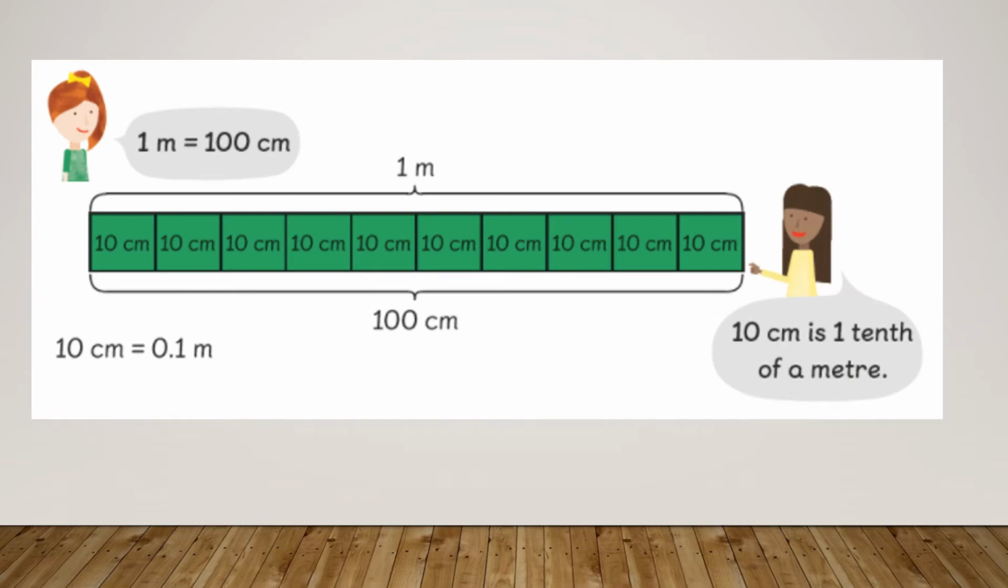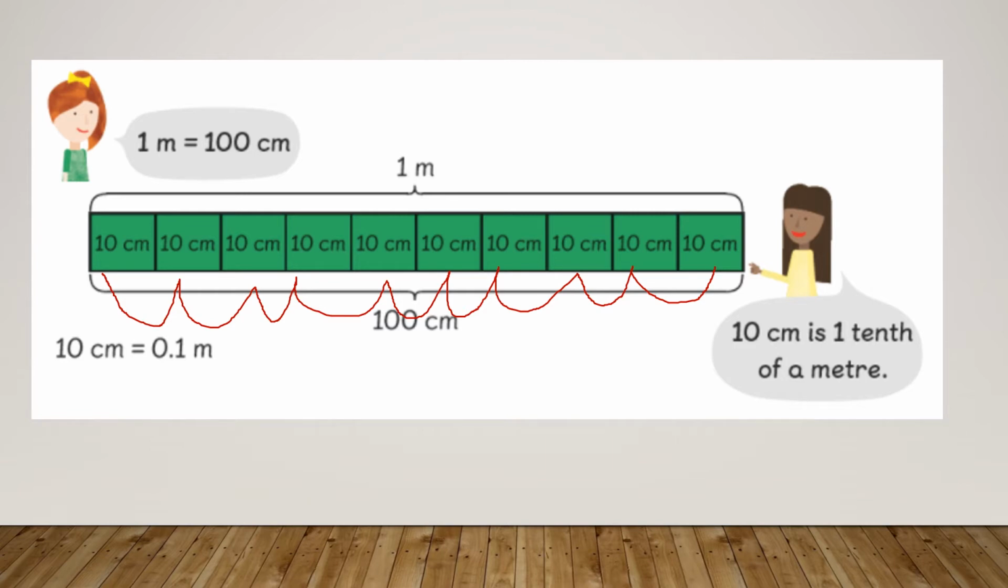So this bar model here shows how we can break down and work out which is greater. On here you can see the girl is saying 10 centimetres is 1/10 of a metre, and we can use our 10 times table to count that up and check, can't we? We know that 100 centimetres is equal to 1 metre. 10, 20, 30, 40, 50, 60, 70, 80, 90, 100. So we can see that that's correct.